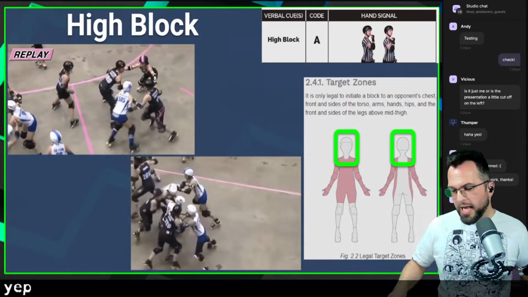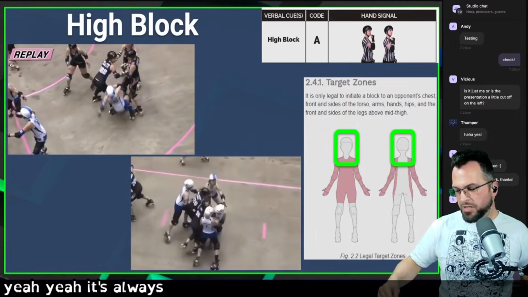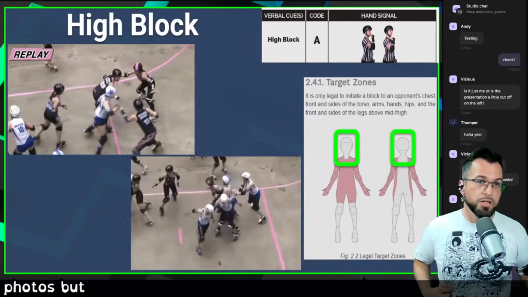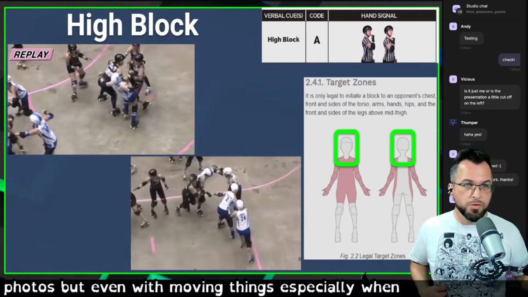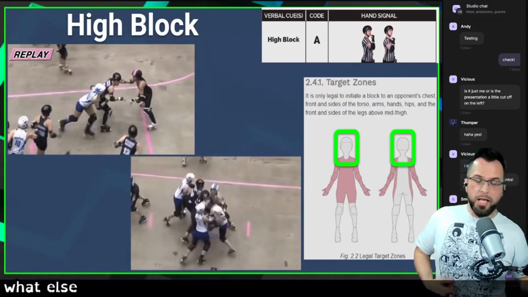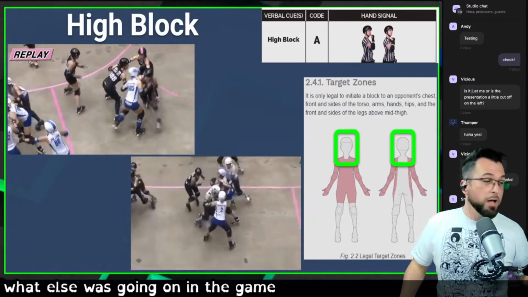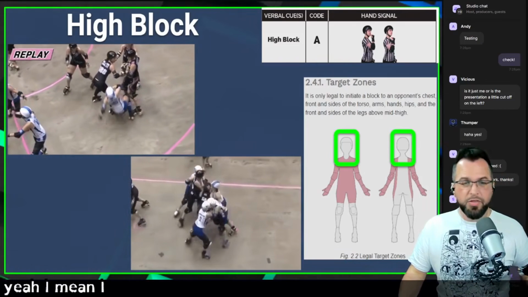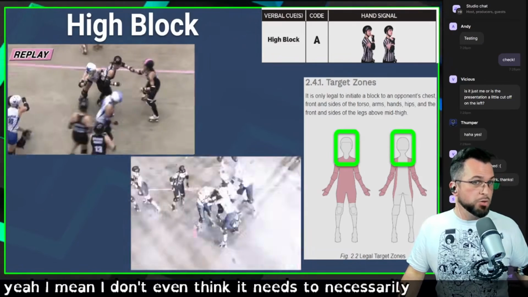Yeah, and I think the angle of watching also doesn't do this one service. It's always difficult, or impossible, to call things from photos, but even with moving things, especially when they're slowed down, it can be really difficult, like you said, from the perspective and what else was going on in the game. But yeah, I could see that being chatted about for sure. That's more like an official review on that one.